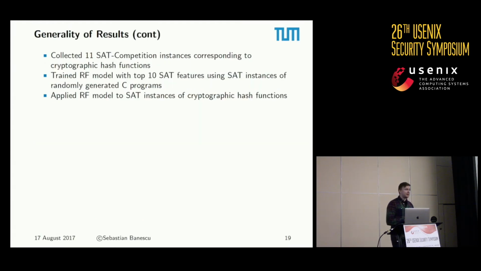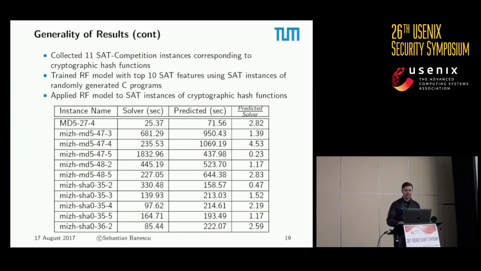We went further than that, and we collected 11 instances of cryptographic hash functions from the SAT competition. These cryptographic hash function instances are built such that they can be broken by state-of-the-art SAT solvers, because state-of-the-art cryptographic algorithms cannot yet be broken by SAT solvers. However, we took the top 10 SAT features that we obtained in our previous experiments, and we trained a random forest model using these features on our randomly generated C programs. And then we applied this model to the SAT instances corresponding to the cryptographic hash functions. The results are displayed in this table. So we had 11 hash functions, which we could not obfuscate because they're just SAT instances.